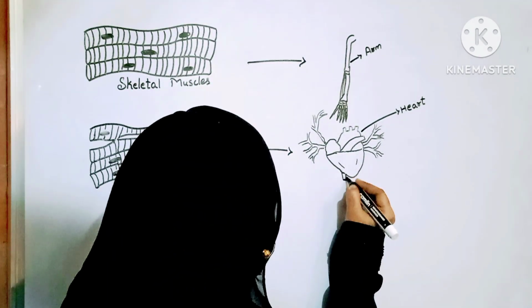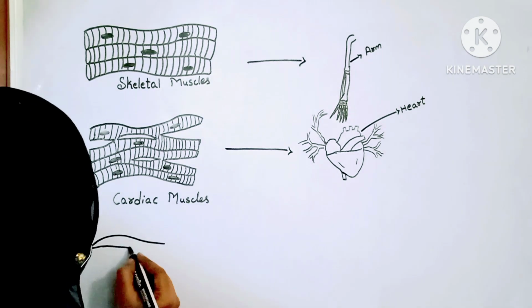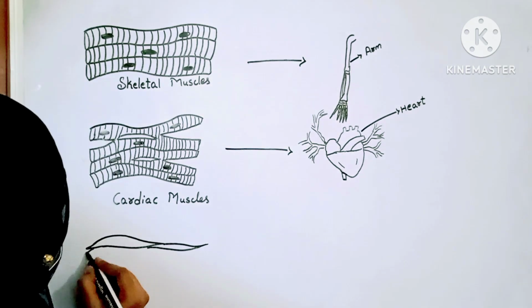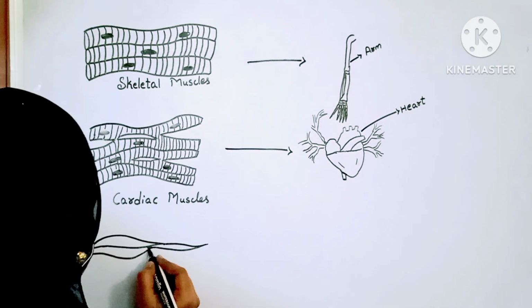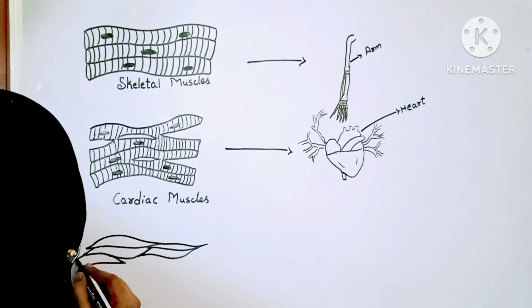It transports blood and nutrients throughout the body with the help of arteries and veins passing through the muscles. So, for the cardiac muscle, I have drawn the diagram of the heart. You can see in the picture.